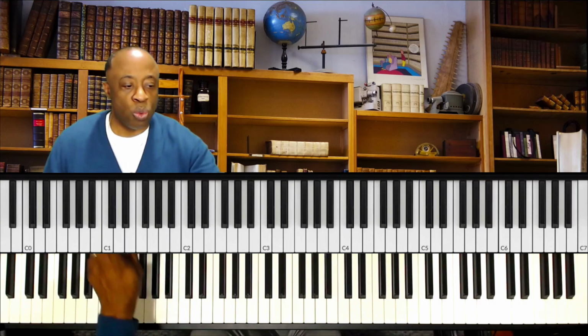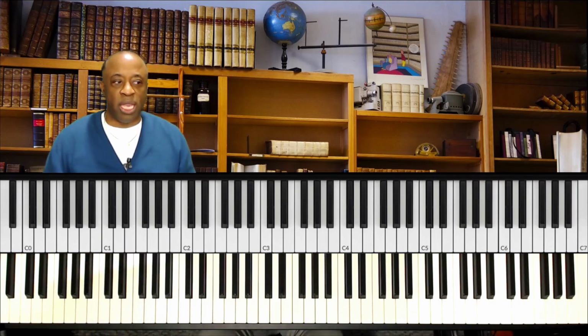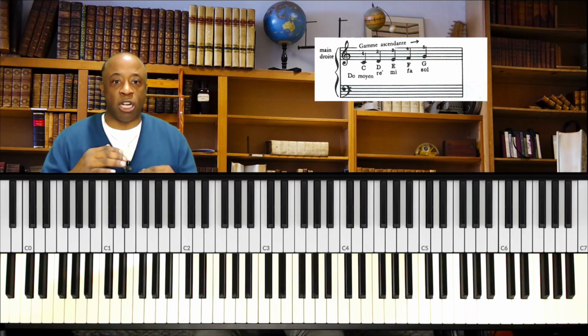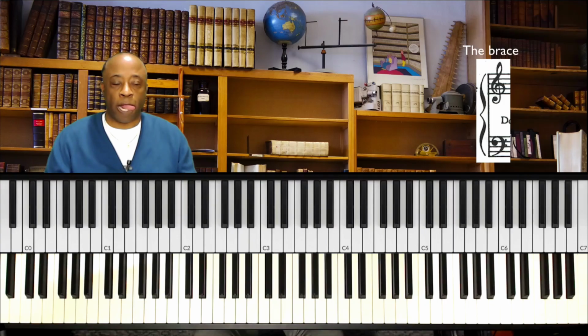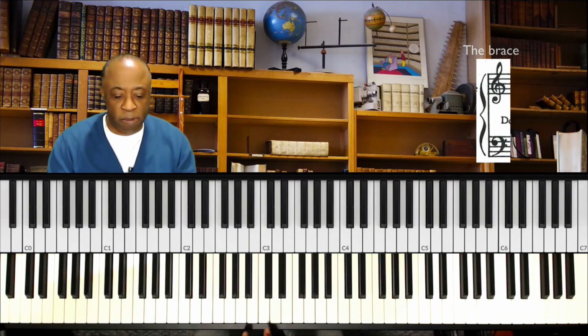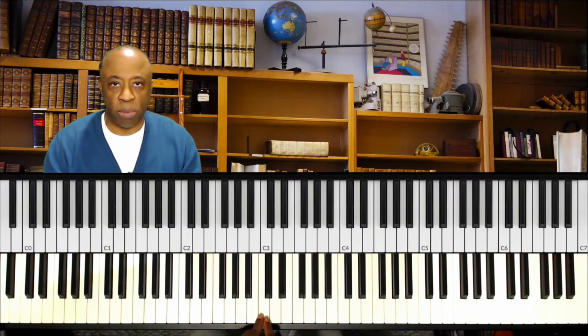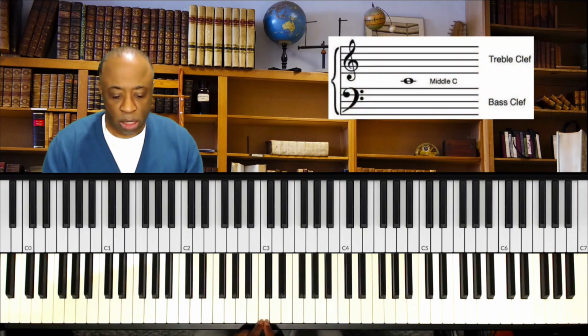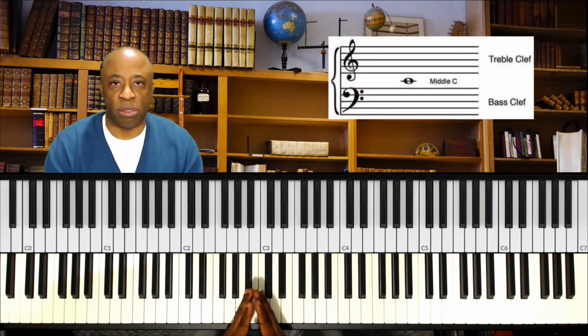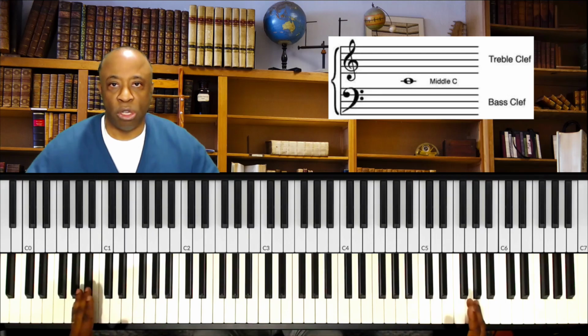When we have the staffs put together, they are joined by the accolade. And we have a middle note, middle C. This is the note that separates both hands, both staffs.